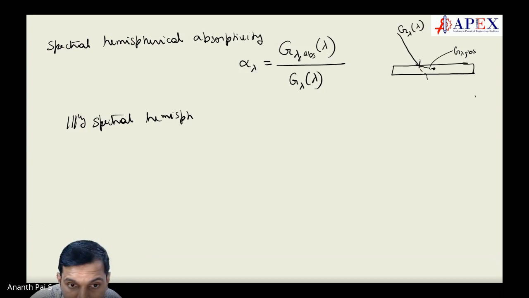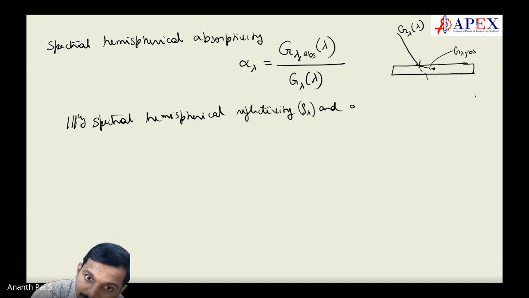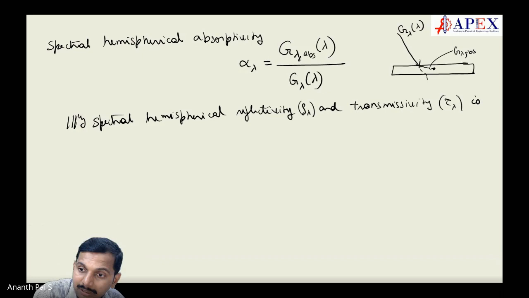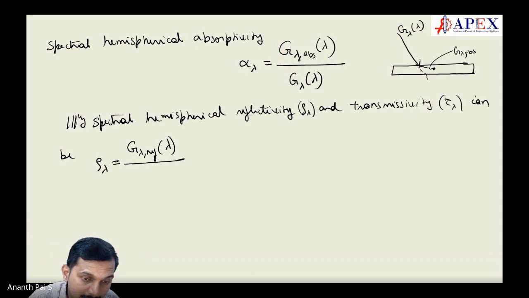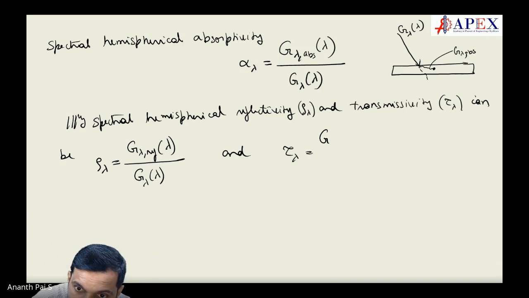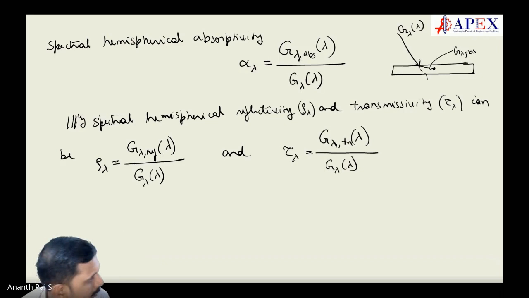Similarly, spectral hemispherical reflectivity rho lambda and transmissivity tau lambda can be defined. Rho lambda is equal to G lambda which is reflected at that particular lambda, divided by G lambda at that particular lambda. Similarly, tau lambda is equal to G lambda transmitted at that particular lambda, divided by G lambda at that particular lambda. Make sense?